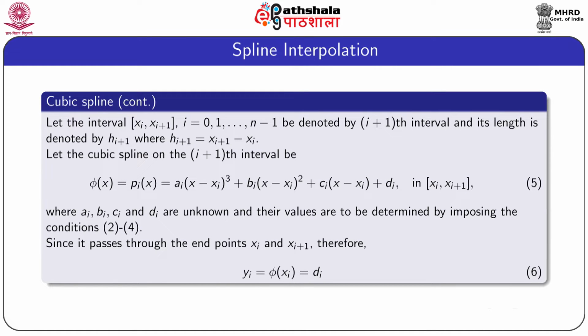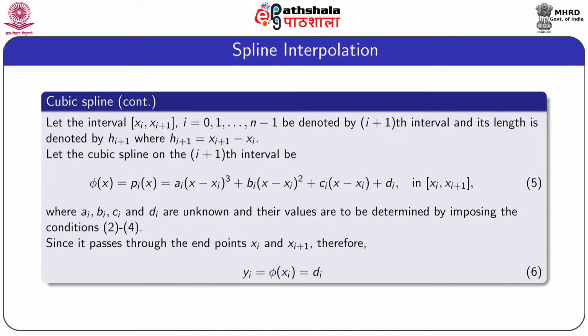Now, we denote the interval [x_i, x_{i+1}] as the (i+1)th interval. That means we call this interval the (i+1)th interval, and the length of this interval is denoted by h_{i+1}, which is equal to x_{i+1} minus x_i. This represents the length of the interval i plus 1.